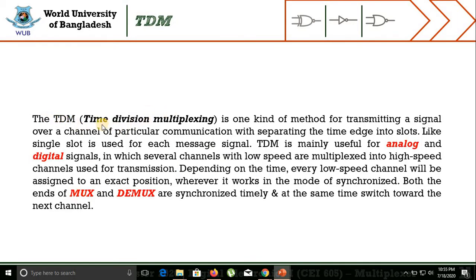From this slide, we may learn the overview of time division multiplexing. So let's start. TDM, which is elaborately called time division multiplexing, is one kind of method for transmitting a signal over a channel of particular communication by separating the time edge into slots, like a single slot used for each message signal. TDM is mainly useful for analog and digital signals, in which several low speed channels are multiplexed into a high speed channel used for transmission.